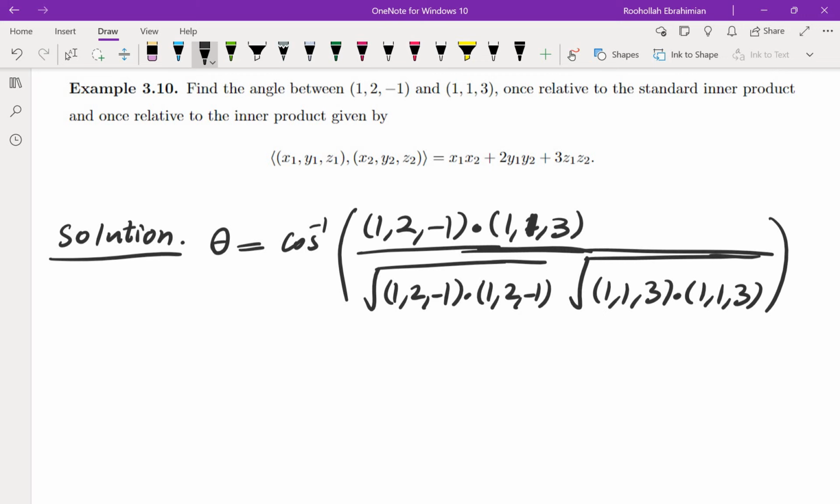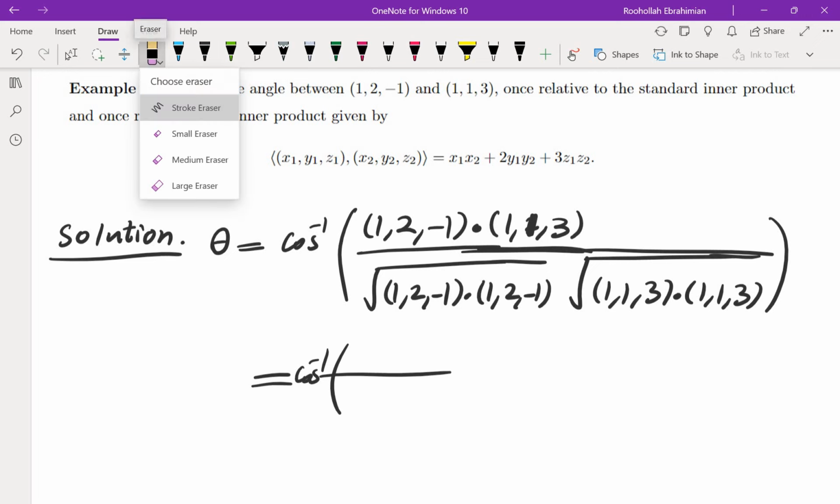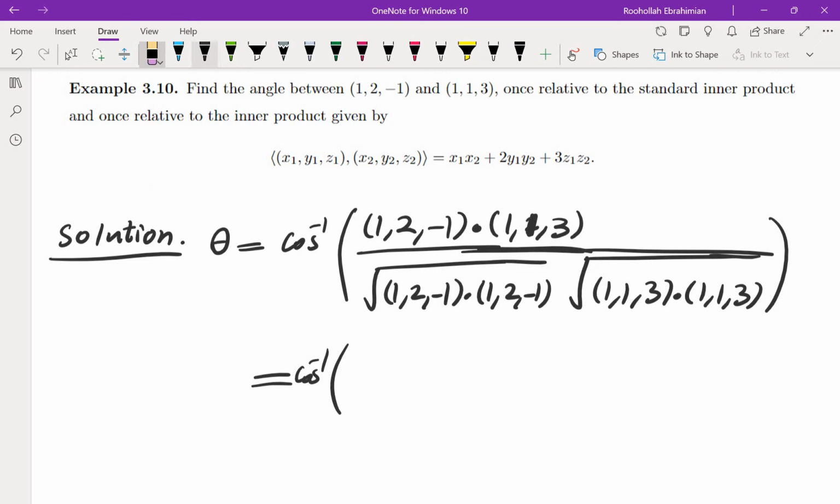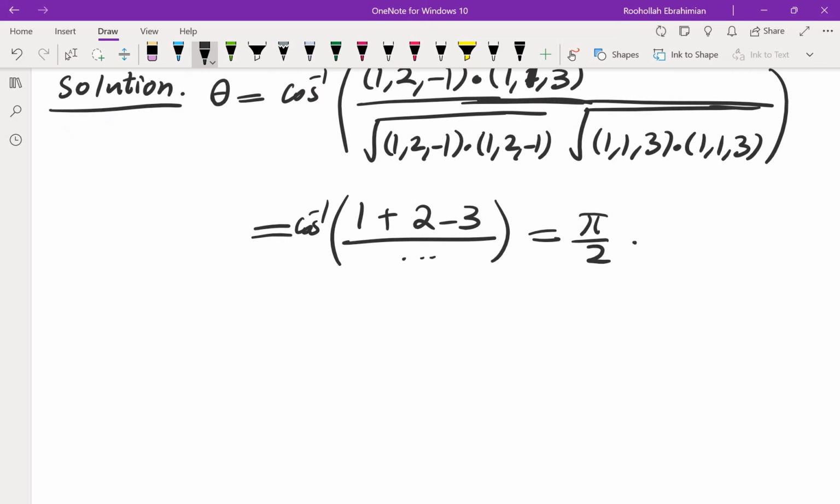Okay, so if you look at that, this is again the cosine inverse, and the numerator becomes, if you write it down, 1 plus 2 minus 3 divided by something. It actually doesn't matter because it is just pi over 2. The cosine inverse of 0 is pi over 2. So this is relative to the dot product.